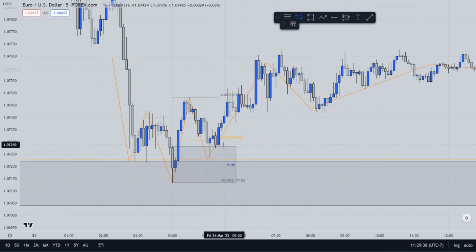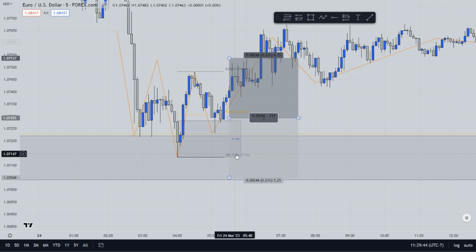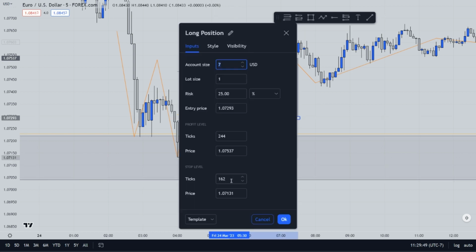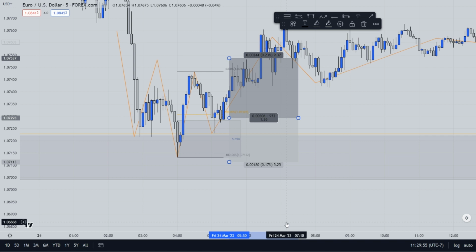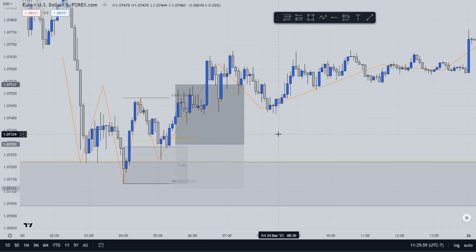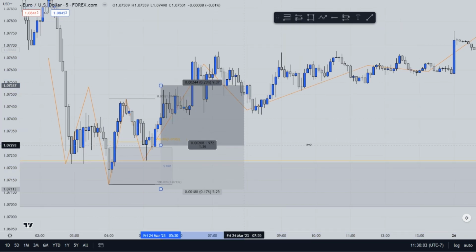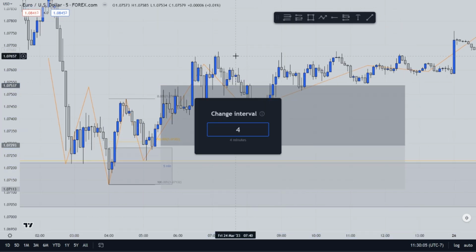You can see it retested it, wicked it, and then shot up. So I put my buy limit like 1 or 2 pips above the actual zone, and then the stop loss was about 16 pips, but I usually do an extra 2 pips just for that extra room. It's not a lot, but just to be safe. That's just my rules. So, put it out like that.